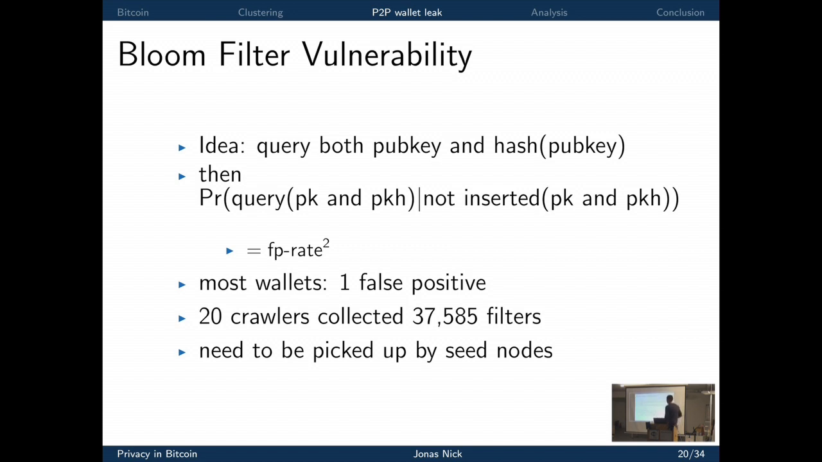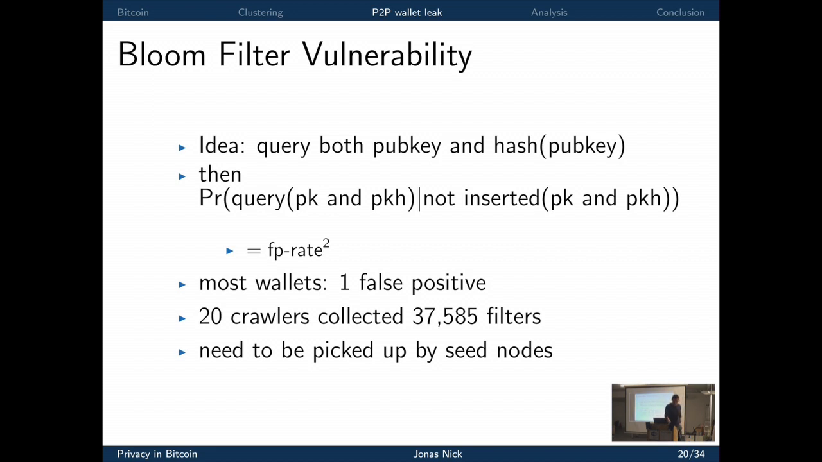Okay, so for 2 months we collected 37,000 filters from the Bitcoin peer-to-peer network. This was between December and February last year. And the way this works, you just connect to the Bitcoin peer-to-peer network, and then you need to basically fool everyone and say, okay, I have a lot of blocks, please connect to me.